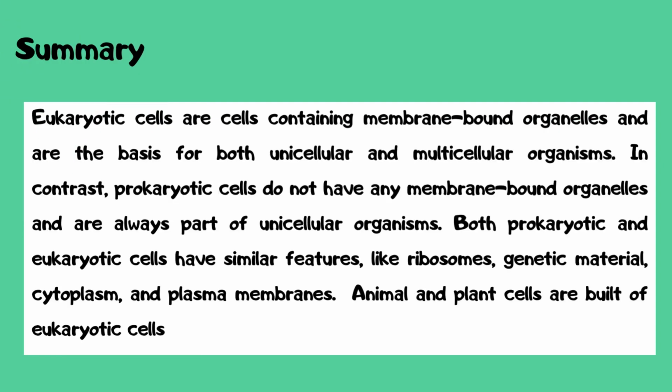Summary. The eukaryotic cells are cells containing membrane-bound organelles and are the basis for both unicellular and multicellular organisms. In contrast, prokaryotic cells do not have any membrane-bound organelles and are always part of unicellular organisms. Both prokaryotic and eukaryotic cells have similar features like the ribosome, genetic material, cytoplasm, and the plasma membrane. Animal and plant cells are built of eukaryotic cells.